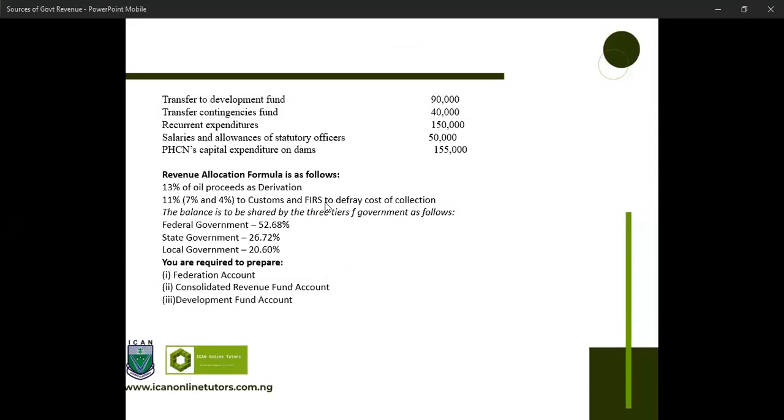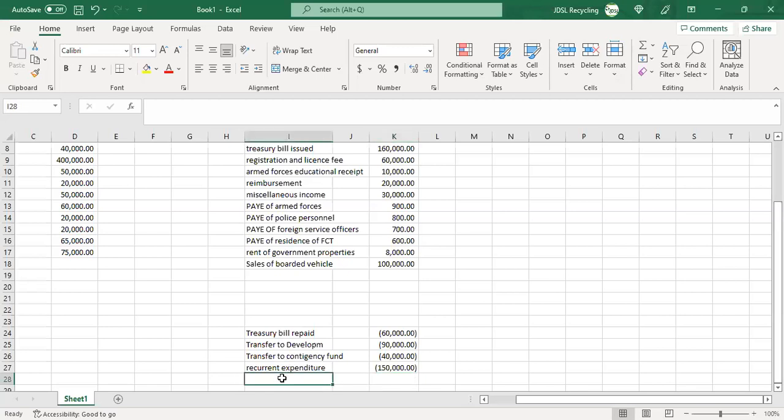Salaries and allowance of statutory officers. CRF. Inflow or outflow? Outflow. Figure. 50,000.